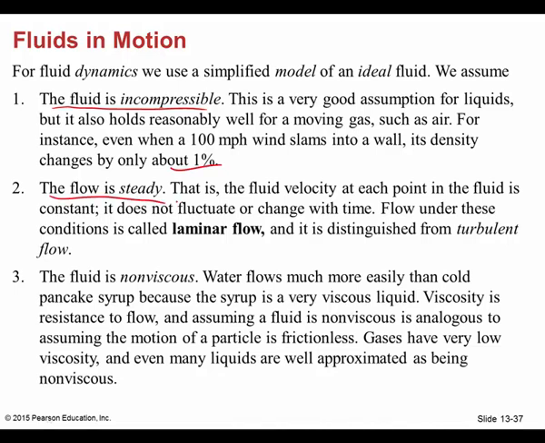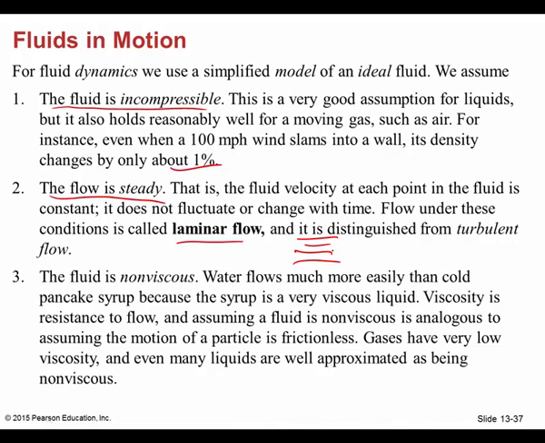The flow is steady. That's another thing. The fluid velocity at each point in the fluid is constant. It does not fluctuate or change with time. The flow under these conditions is called laminar flow, and is distinguished from turbulent flow. So we have laminar flow and turbulent flow. If at all points in the fluid the velocity is the same, we have laminar flow. Laminar meaning layered, laminated.